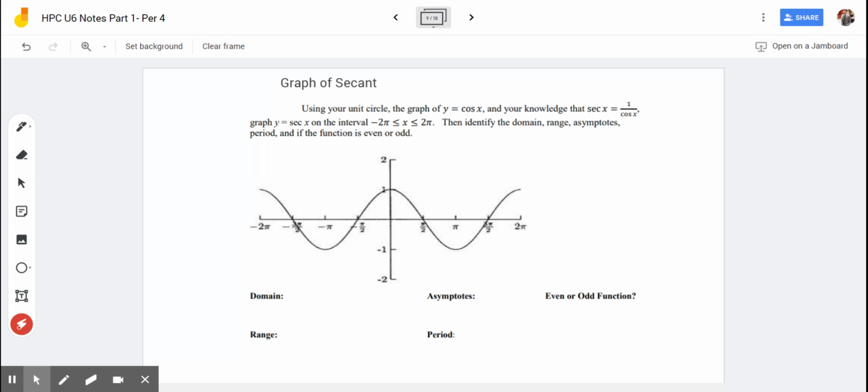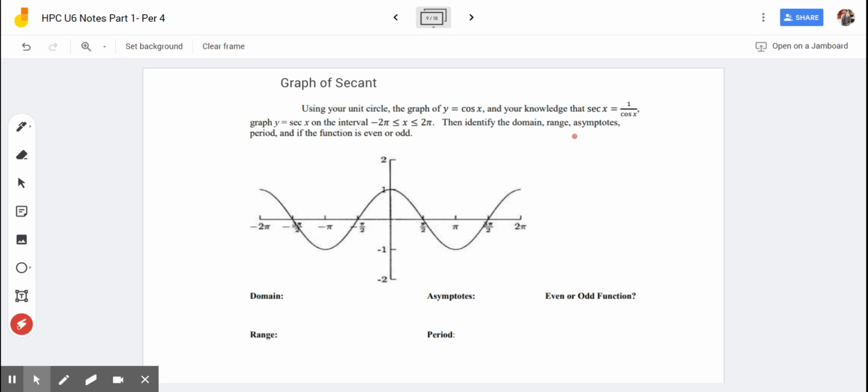1 over cos. Okay, graph y equals secant of x in the interval negative 2 pi less than or equal to x less than or equal to 2 pi. Then identify the domain, range, asymptotes, period, and if the function is even or odd.